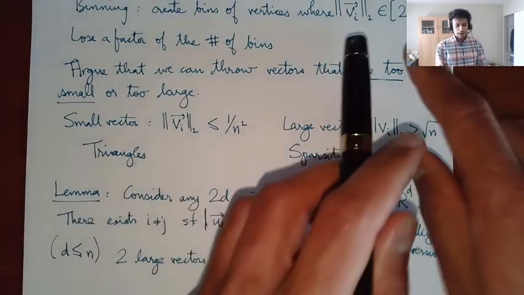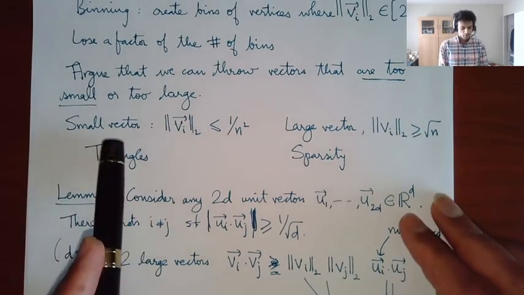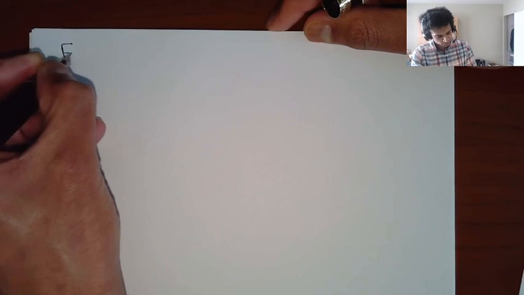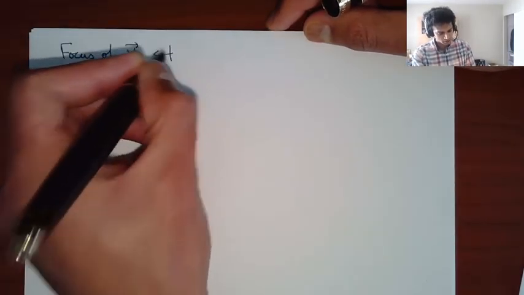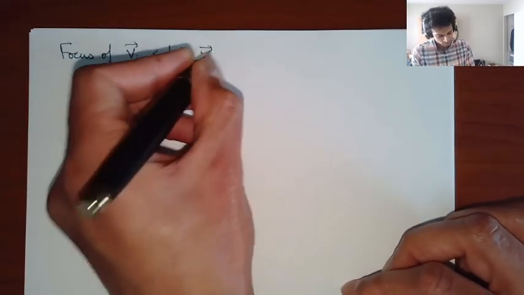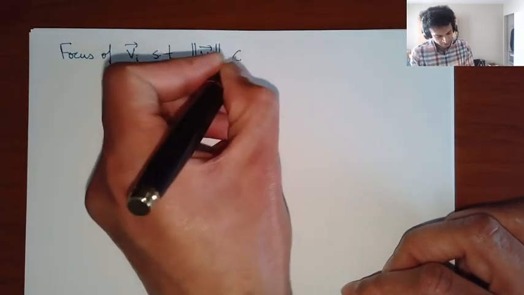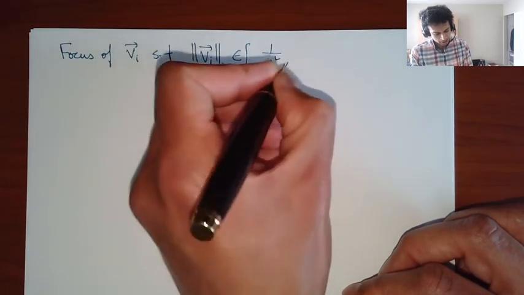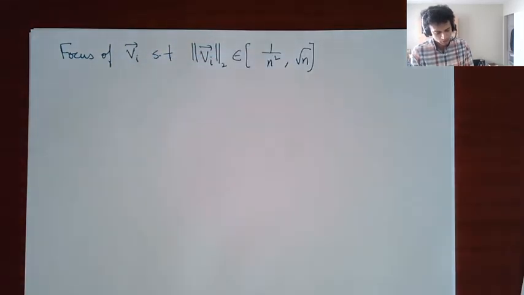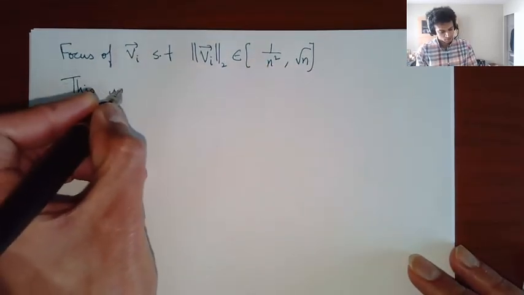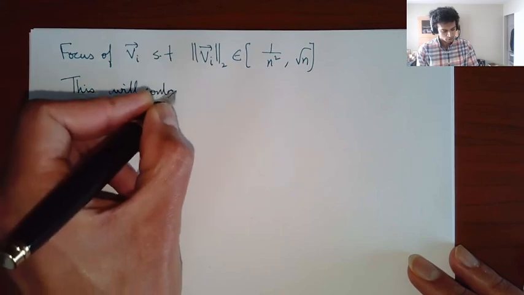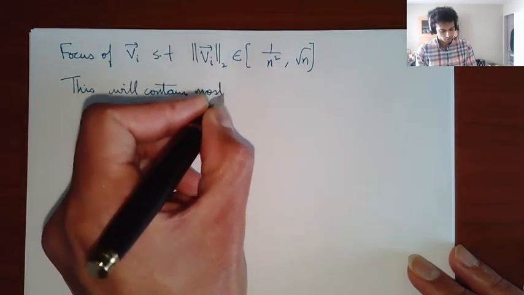So what this means is you end up with vertices. You can essentially focus on the vi such that the length is basically between 1 over n squared and root n. And this will contain most of the triangles.